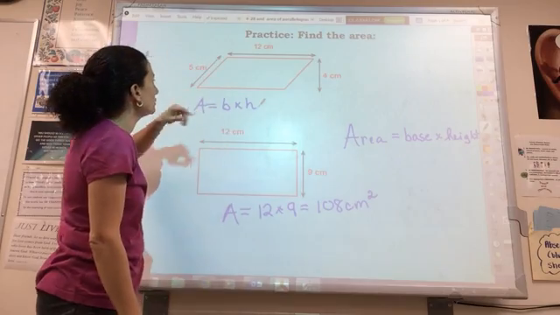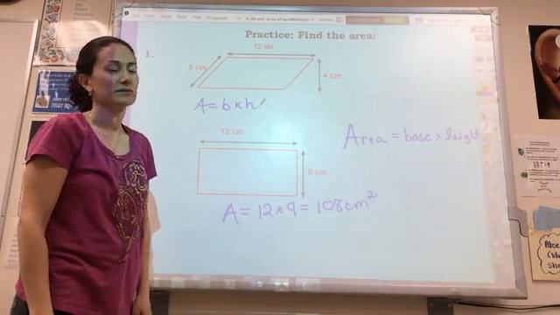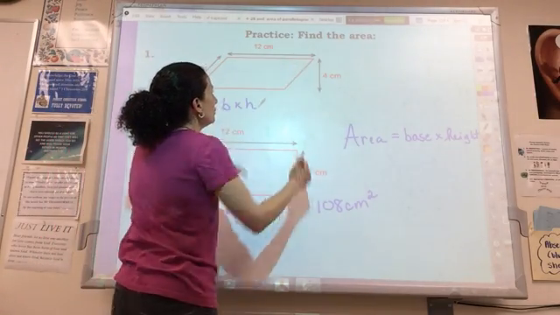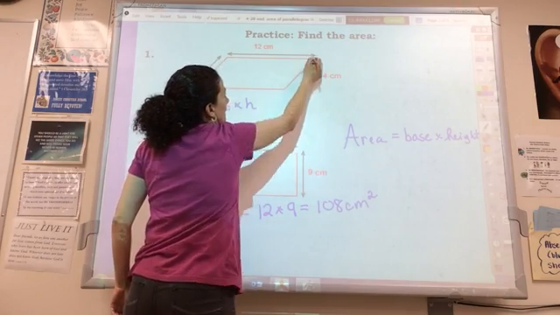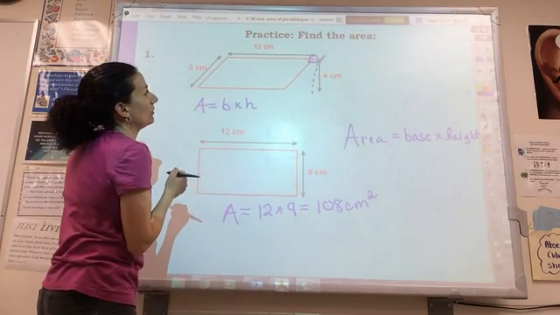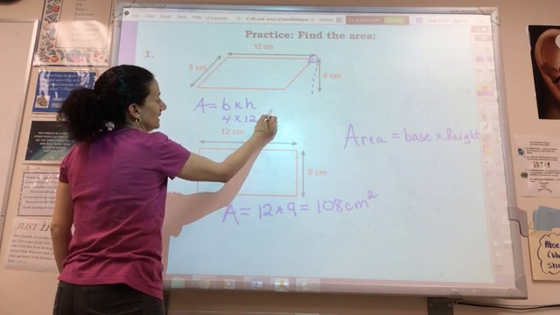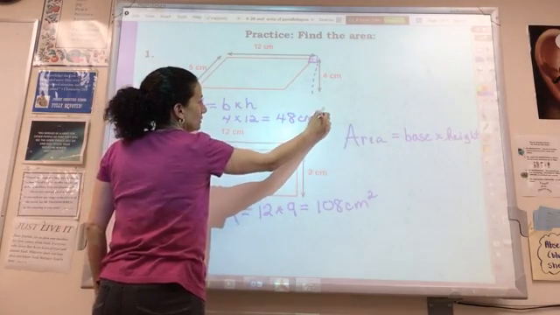So when you look at those three numbers, which two sides are forming right angles? Yeah, right here, the 4 and the 12. You see, the 4 is our height. It's forming a right angle with 12. So we're going to do 4 times 12 to get this area, which would be 48 square centimeters.